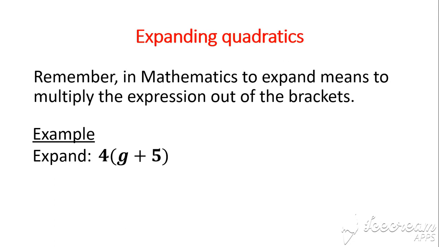Let's expand 4 bracket g plus 5. We're going to take the 4 and multiply it by the g first. We're going to put our plus down, and then we're going to take the 4 and multiply it by the 5. And we're going to simplify that to get 4g plus 20.